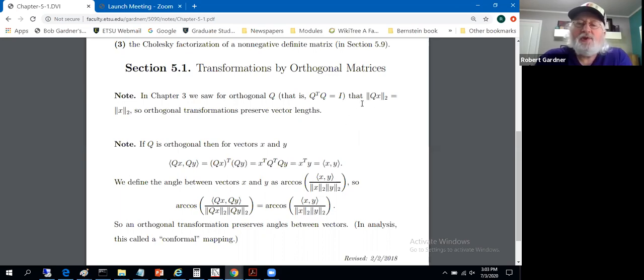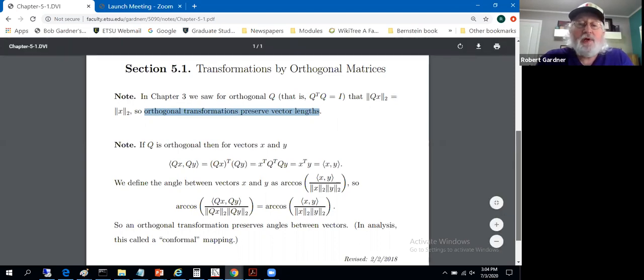We saw then in Chapter 3 that if we take the L2 norm, the Euclidean norm, of Q times X, that vector has an L2 norm equal to the L2 norm of X. So if we define a transformation using an orthogonal matrix, then that transformation would preserve lengths with respect to this norm. The usual Euclidean norm is preserved if I take a vector X and multiply it by an orthogonal matrix Q.